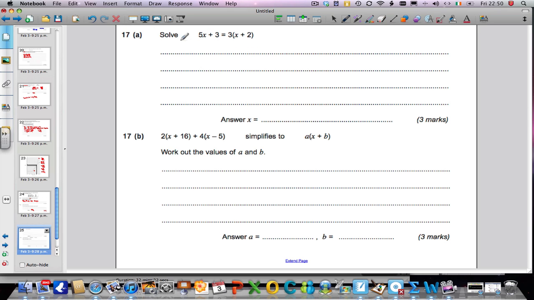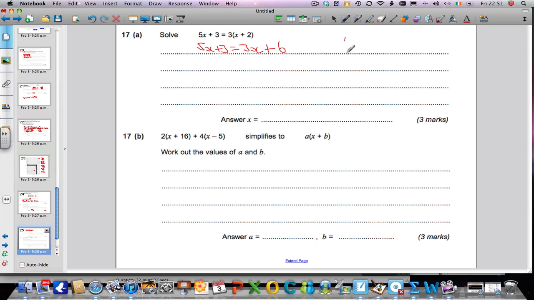Okay, last question. So we're asked to solve this equation. Right, first and foremost, expand your brackets. If you feel you can't solve that equation, you should definitely be able to expand the brackets and pick up at least 1 mark. So 5x plus 3 must be equal to 3 times x, which is 3x, plus 3 times 2, which is 6. Right, 5x plus 3 equals 3x plus 6.